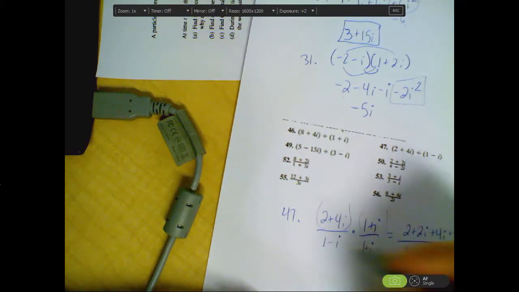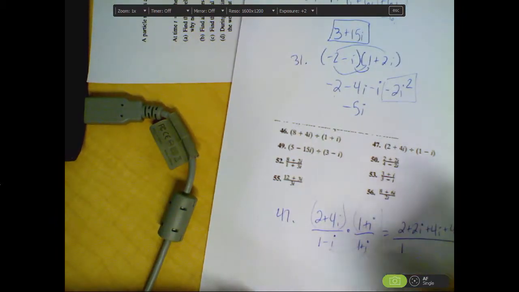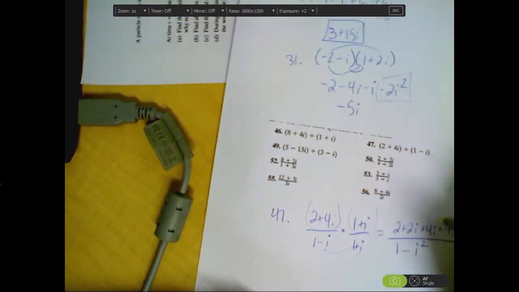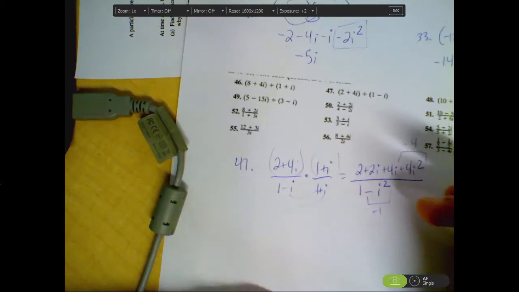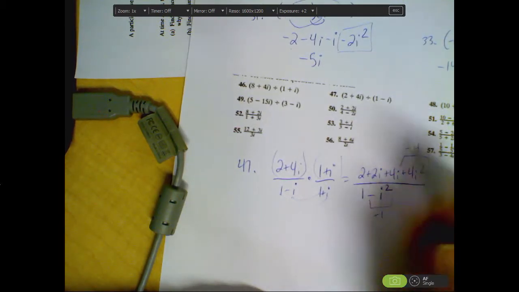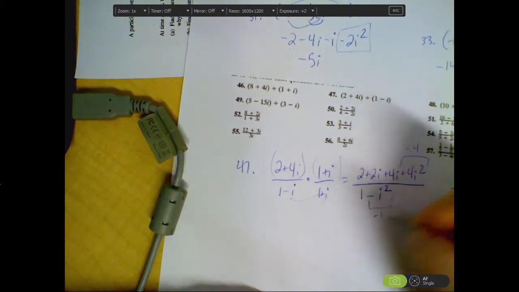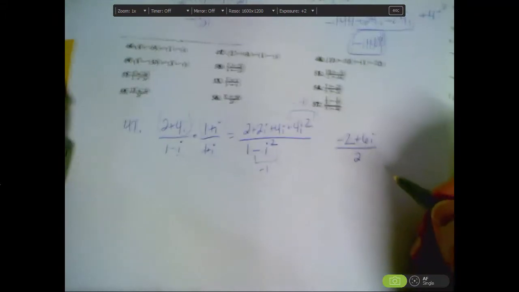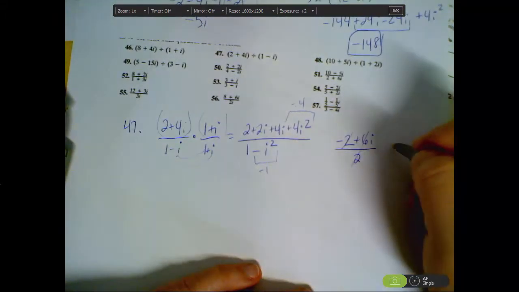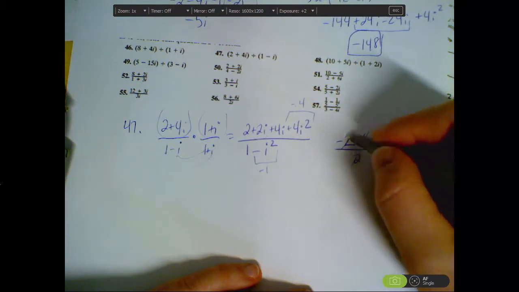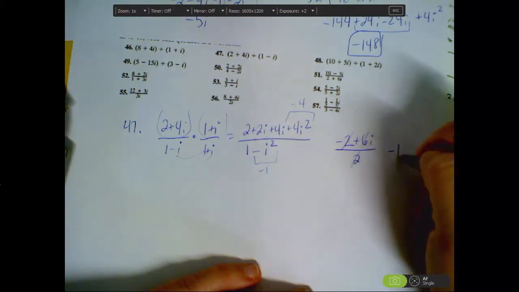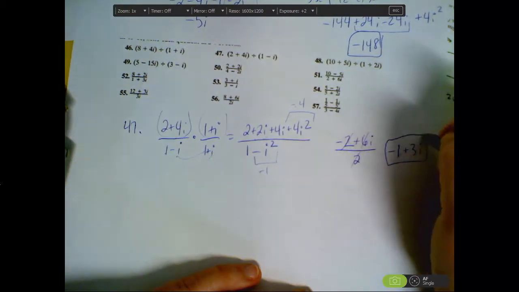On the bottom, 1 times 1 is 1. Outside is plus i. Inside is minus i. Those will always cancel out. Negative i times i is minus i squared. Again, this is negative 4. This is positive 1 because i squared equals negative 1. So when I combine my like terms, I have 2 minus 4, negative 2, plus 6i, all over 1 plus 1, which is 2. Now I can reduce everything by 2. A lot of people on the credit recovery just made this 0, but negative 2 divided by 2 is negative 1 plus 3i. Here's your answer for 47.